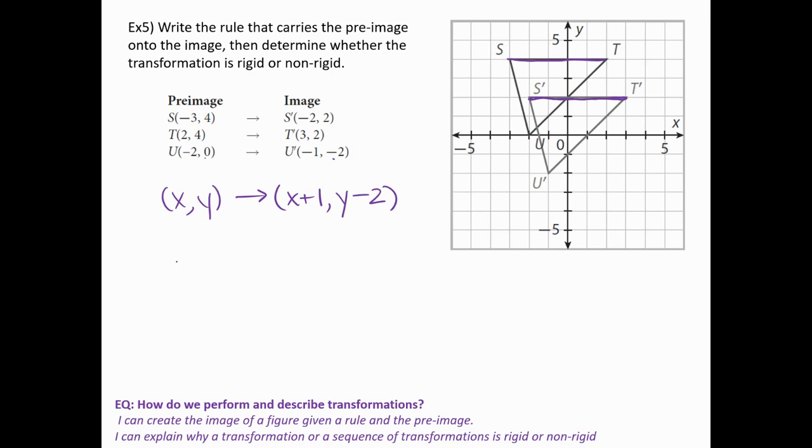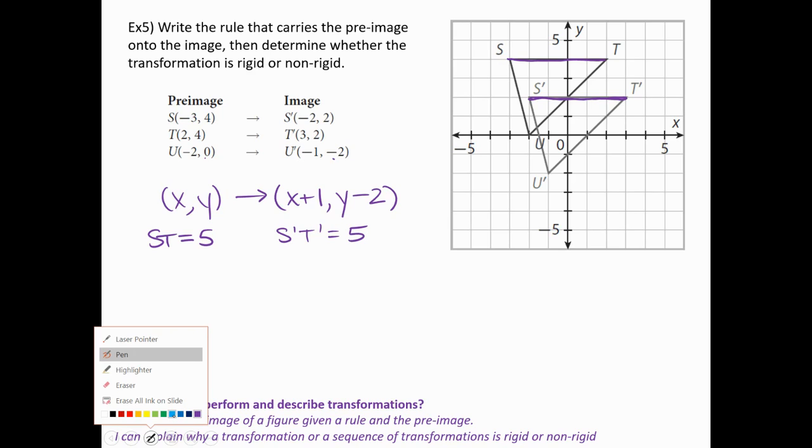There we go. And if I do that, I have ST equals 1, 2, 3, 4, 5, and S prime T prime also equals 5. Fantastic. Then I'm going to switch colors and go to blue. I want to do SU because I already started to highlight it. So I'm going to do SU and S prime U prime. I'm looking for those to be the same, so I need to make sure that their distance is the same.